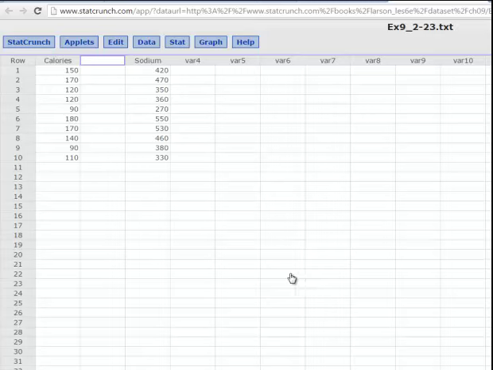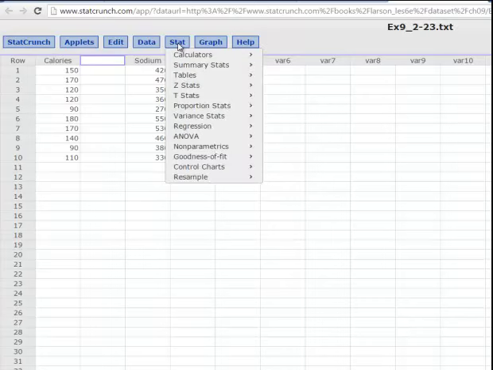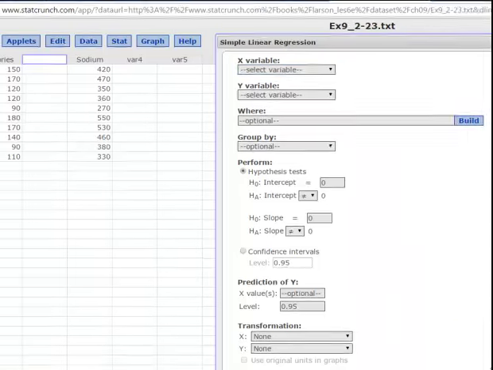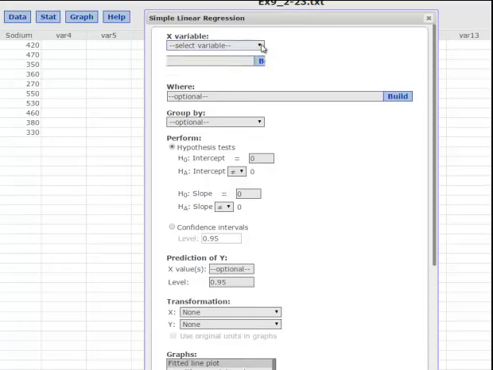All right, let's take a look at this hot dog example in StatCrunch. I have my two columns of data. I have the calories in one column, which is the X variable, and the sodium in another column, which is the Y variable. I can press on Stat and scroll down to Regression, and I want to go over to Simple Linear, and I need to select both the X variable and the Y variable. Okay, so my X variable was calories and my Y variable was sodium.